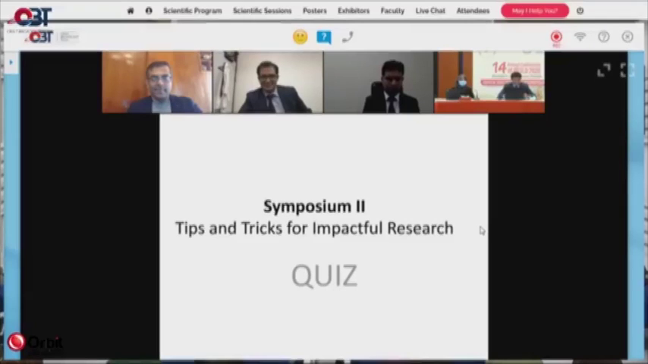The next question is, what are the responsibilities of the corresponding author? Option 1 is communication with the journal, peer review and publication process. B is get all authors' details and ensure ethical practices are followed. C is usually a senior researcher who leads the research and ensures a well-written manuscript before submission. Option number 4 is all of the above. Answer in the chat box.